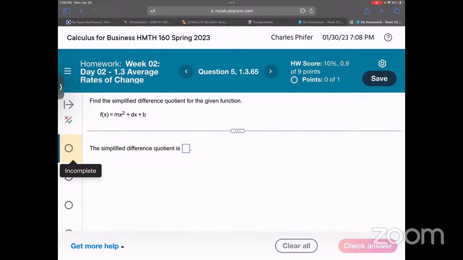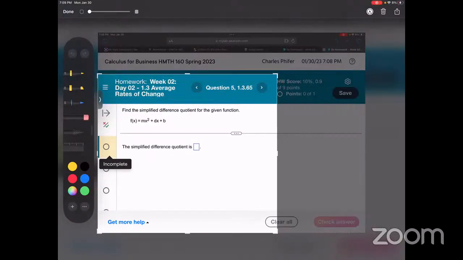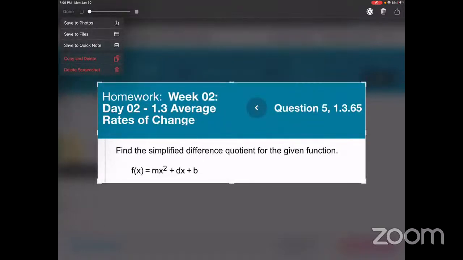And I try to keep the label so that if you ever look at these notes later, you know where it's coming from. Where it says question 1.3.65, that means it comes from section 1.3, question 65 from the back of the text. So you can always flip, copy and delete. You can always find it. Okay.